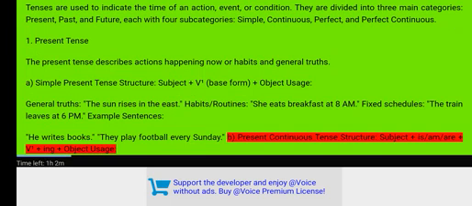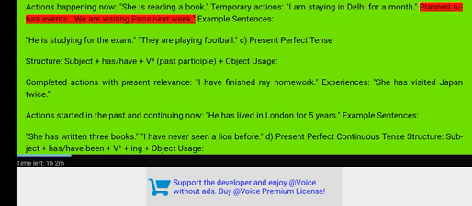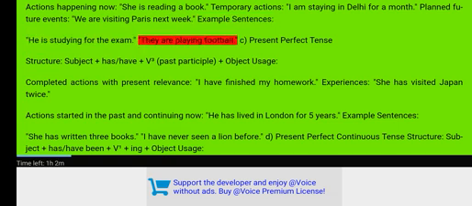B. Present continuous tense. Structure: subject plus is, am, are plus verb plus ing plus object. Usage. Actions happening now: she is reading a book. Temporary actions: I am staying in Delhi for a month. Planned future events: we are visiting Paris next week. Example sentences. He is studying for the exam. They are playing football.